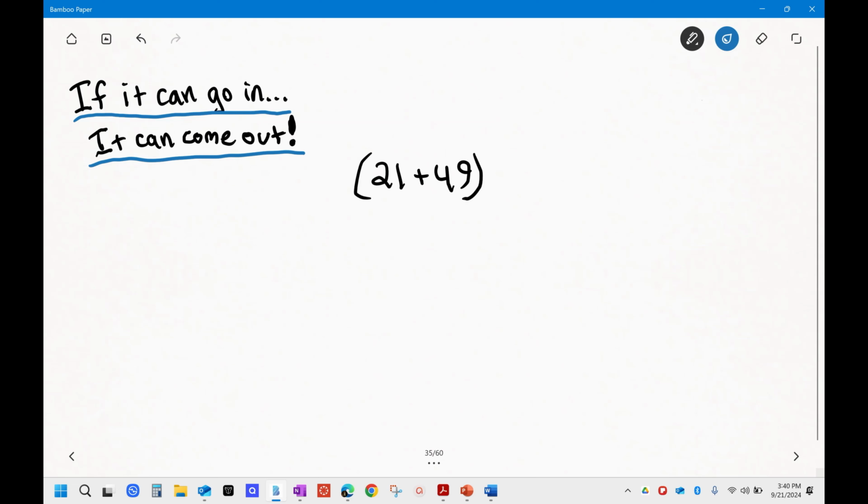So this is a different problem. This is 21 plus 49. And actually, if there's nothing outside parentheses, nobody would write it like that. You would just see 21 plus 49 with no parentheses.